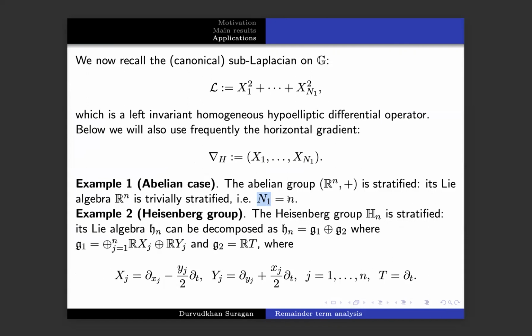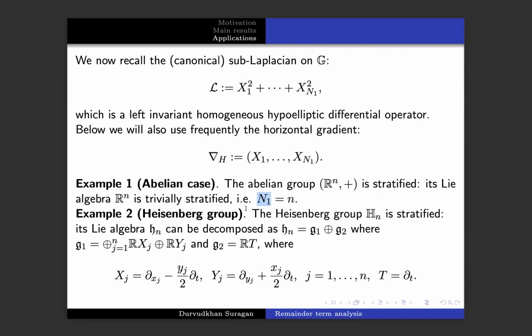The dimension of the group must be equal to the dimension of the first strata. In that case, we have only one strata, which is the whole R^n. So in that case, it gives us a stratified group. But as I said, it's the only abelian case, and the other groups in this class are non-commutative.